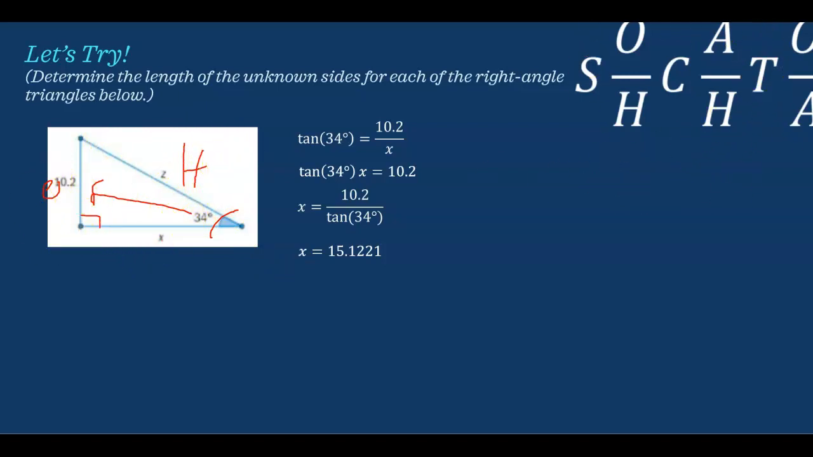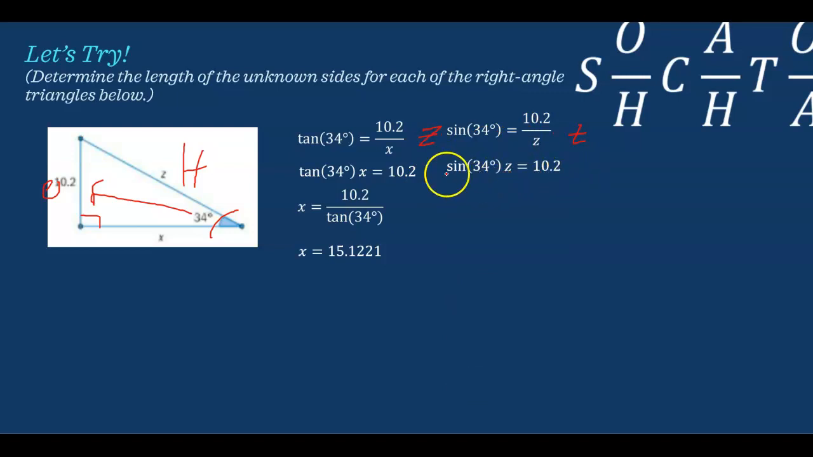If I look at my trig ratios, opposite and hypotenuse means I'm using sine. So we're going to use this degree still. So sine 34 and my ratio, opposite, which is 10.2 over hypotenuse, which is z. We'll do the exact same thing we did here. We're dividing by z, so I'm going to multiply by z on both sides, which will give me sine 34z equals 10.2.